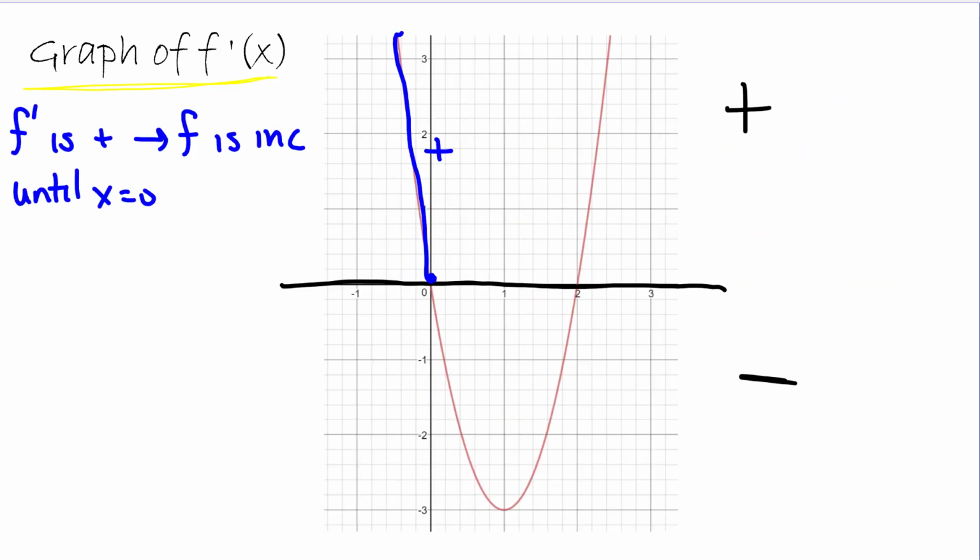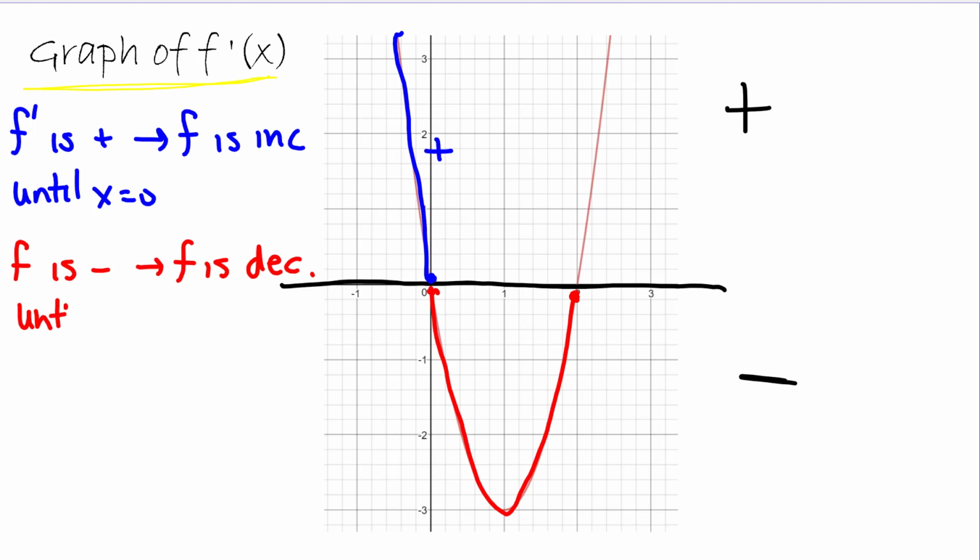So then in this bottom section down here, all the way from here to x equals 2, f prime is negative. So that means f is decreasing on that region. So f is decreasing from x equals 0 to x equals 2. On the interval from 0 to 2, f is decreasing because f prime was negative.